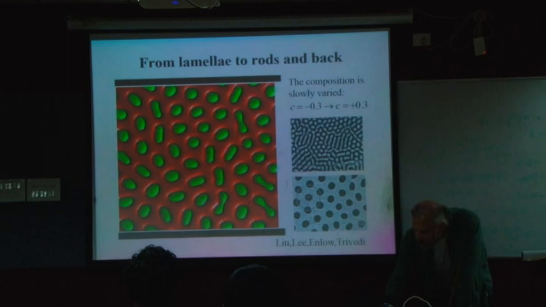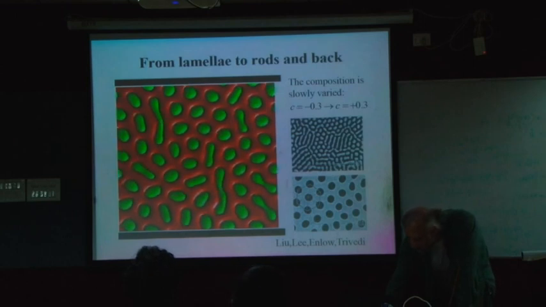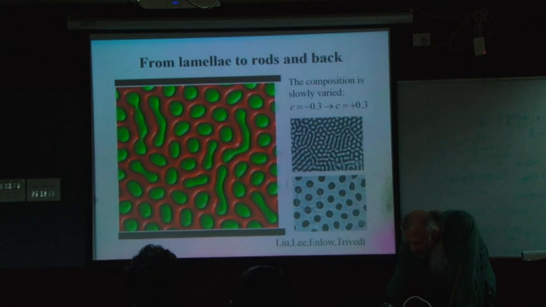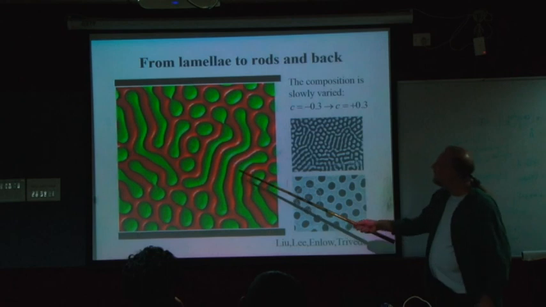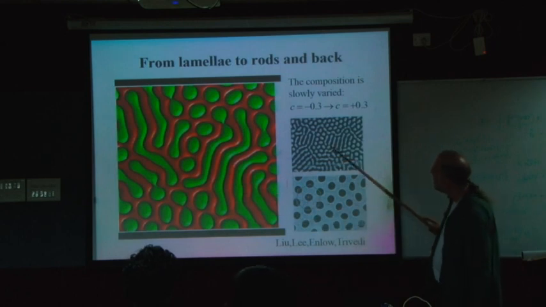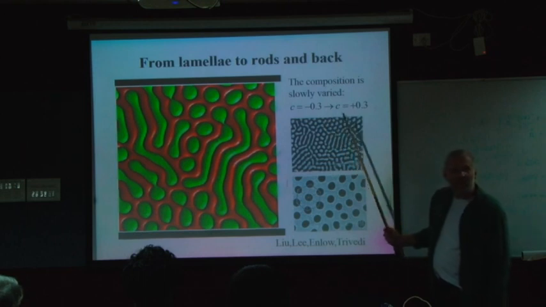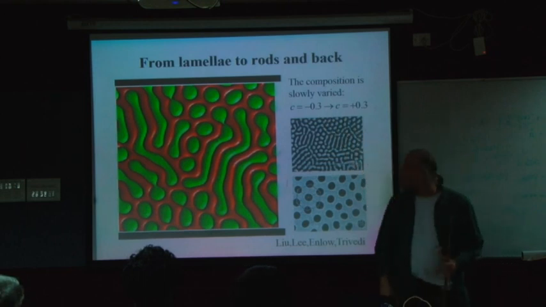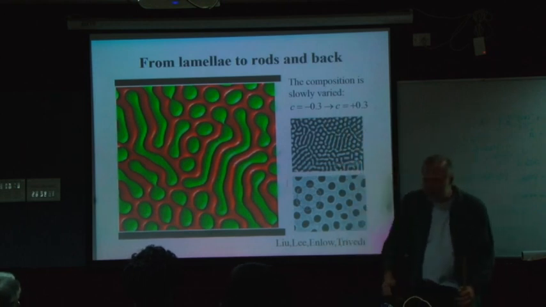So I will try to stop this at the right moment. So if you look at this, you will actually see that it has many features that also appear here. For example, this sort of wavy lamella that you can see here, or the elongated rods that are just about to connect. So clearly, the model correctly captures what happens in reality.